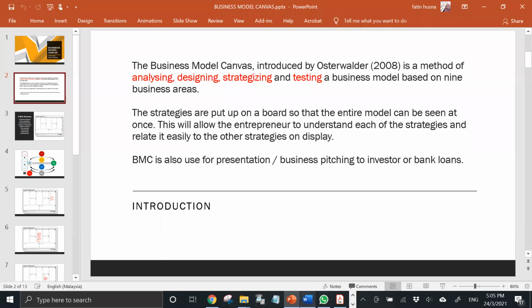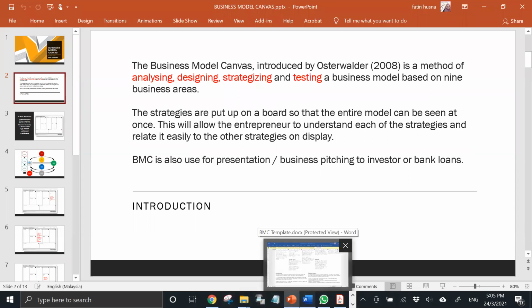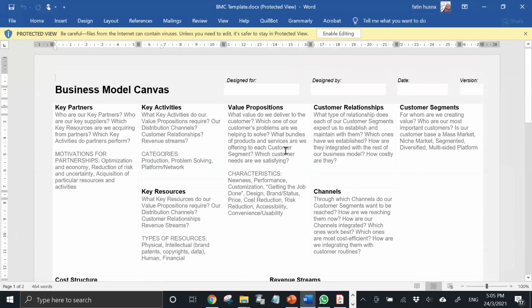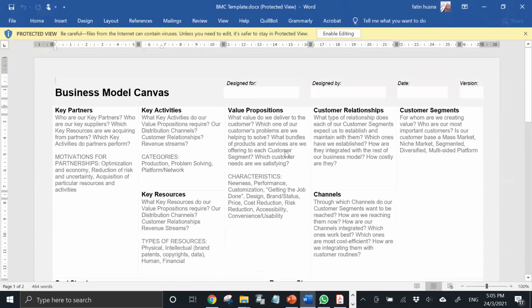I put the business model canvas template inside your item MC. So basically it's like this. But I'm going to show you how your seniors do it for online business.